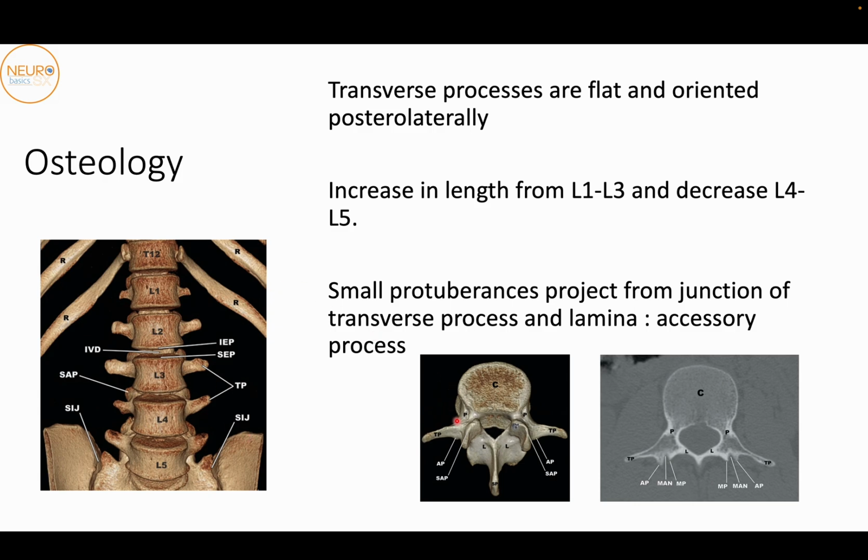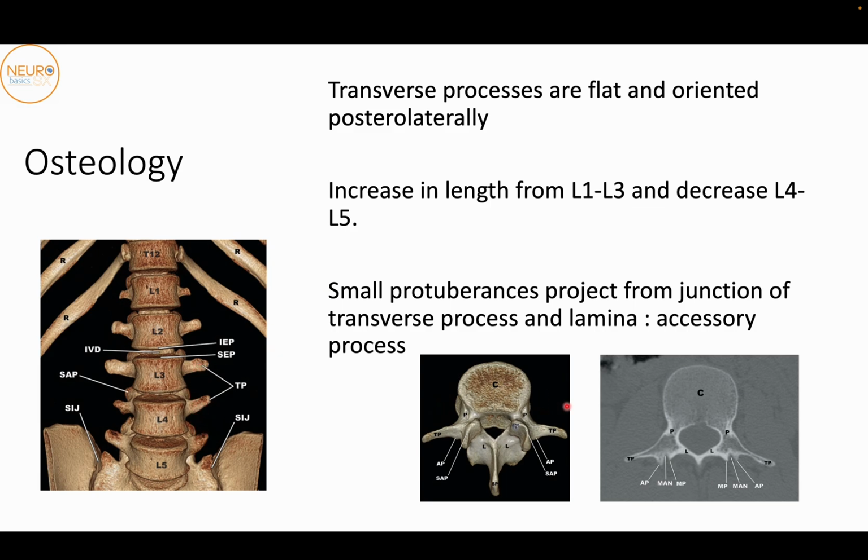So at the junction of the pedicle and the lamina, the transverse processes arise. So this is sort of similar to what we have with the dorsal spine. The transverse processes here aren't as important because they do not articulate with the rib over here. So the transverse processes are not exactly round, they're a little bit more flat. They are though oriented posterolaterally. They will increase in length from L1 to L3 and then again start decreasing in length.